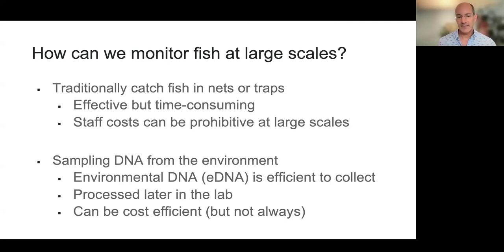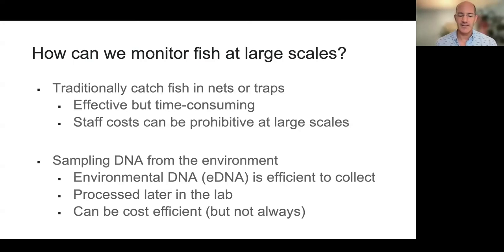So if you can sample DNA from the environment, or collect eDNA, if all you're doing is going out and taking a water sample in a bottle, that can be done really quickly and efficiently. You can store it and process it later in the lab. And at least depending on what you're doing, it can be a really cost-effective method because once you have the samples, which you can collect quickly, you can run a lot of them really quickly in a laboratory as well.